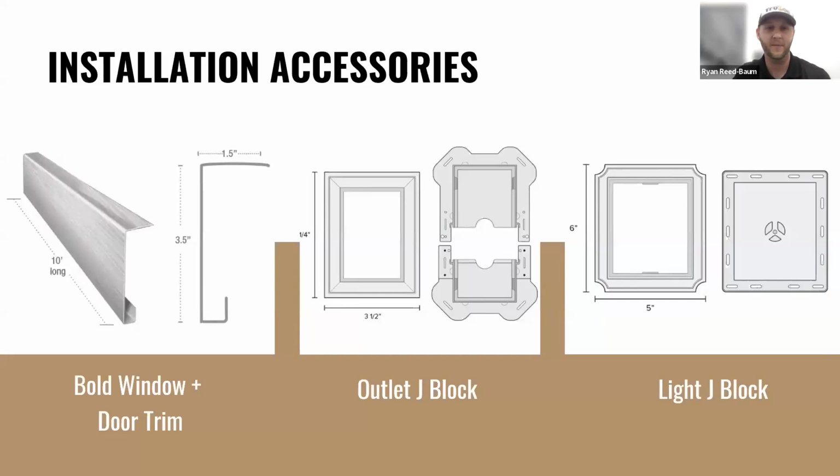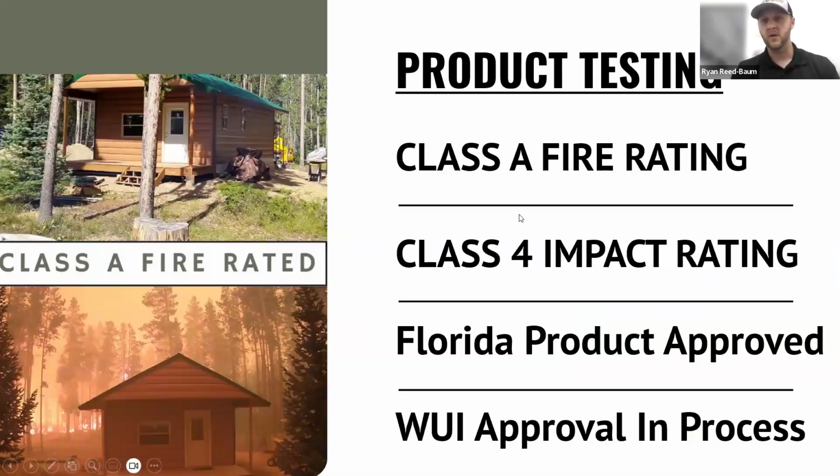Again, I think I stopped here with the installation of our products. So those are just more installation accessories. Like I had talked about, we've got a bunch of testing that we've done with our product. We've got the Class A fire rating, Class 4 impact rating, Florida product approval code, and then we are in the process of getting that wildland urban interface. And that is really a testament over here on the left-hand side. This is actually a cabin in Wyoming that was a part of the Mullen Fire about 5 years ago.